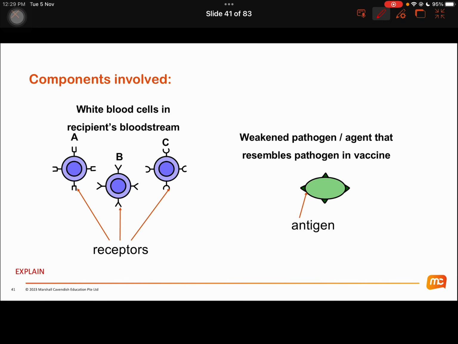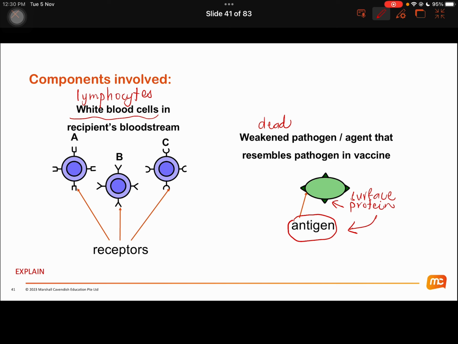So let's take a look step by step how the vaccine works in our body. There are two components involved. Number one, the white blood cells on the left, to be more specific, the lymphocytes, as well as the weakened or dead pathogen that resembles the actual one. Like what I mentioned previously, the protein on the surface, known as the surface protein, is known as the antigen. Recall and remember these words.